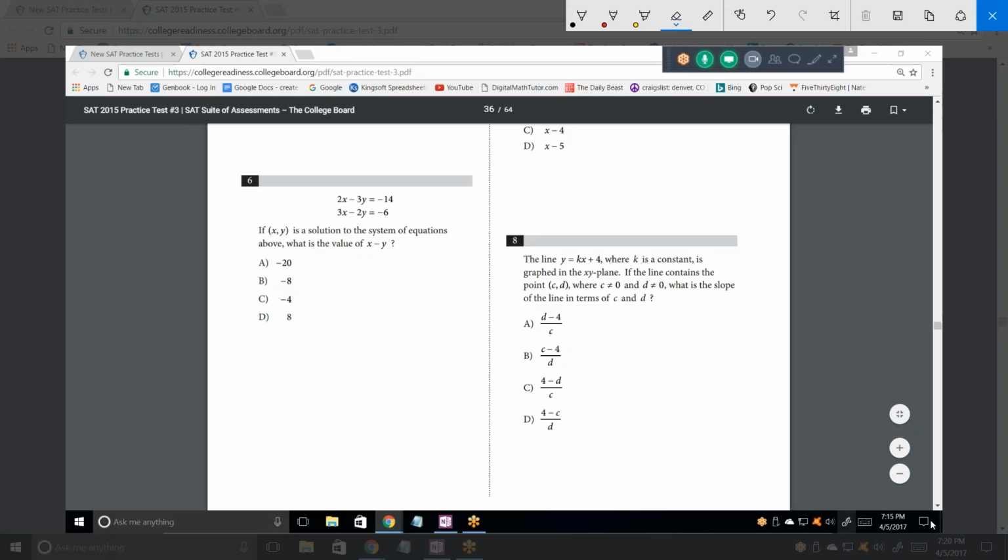What if you multiplied the top by 3 and the bottom by 2? Well, that's what I would have done. I would have multiplied the top by 3 and the bottom by 2, and that merely allows you to solve for x and y.